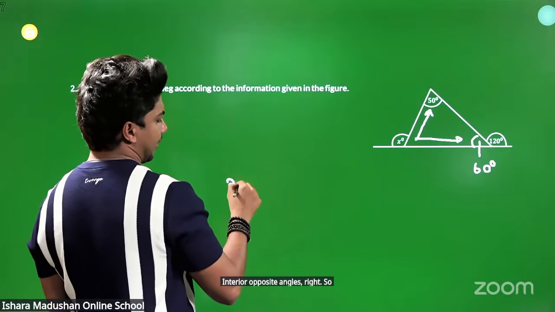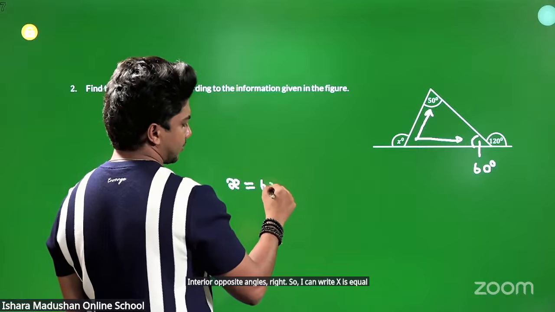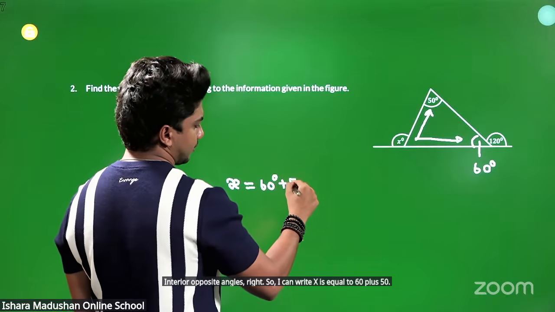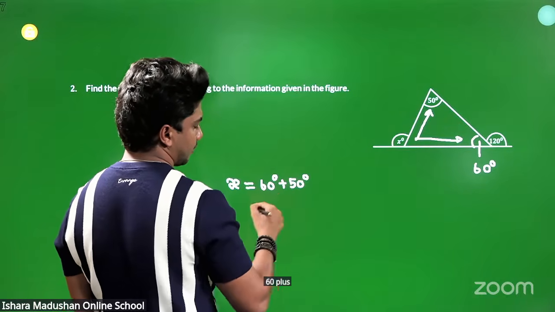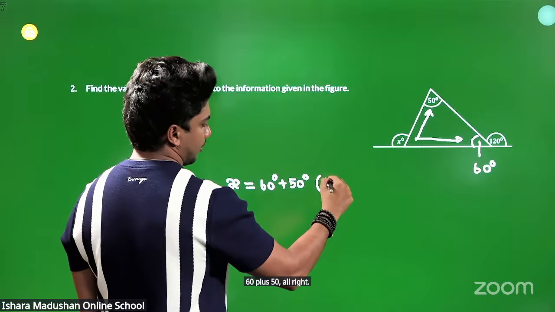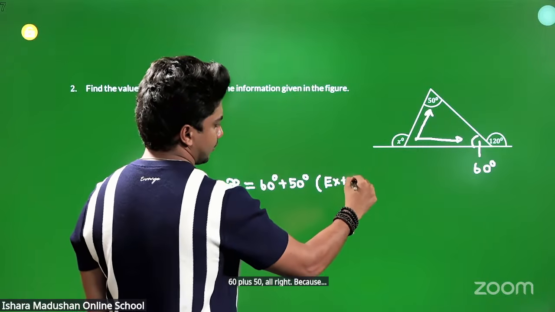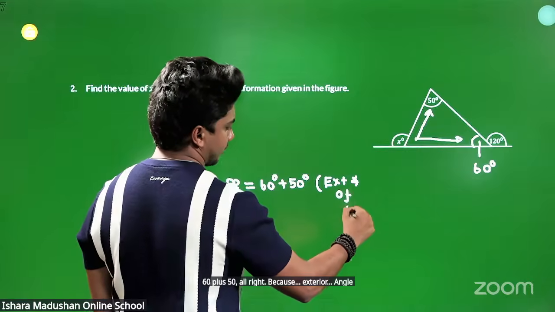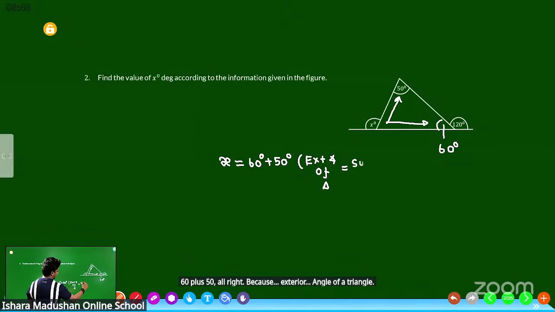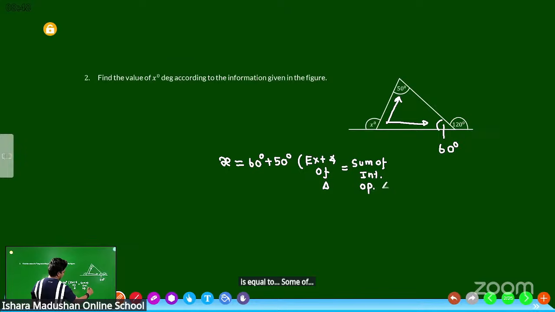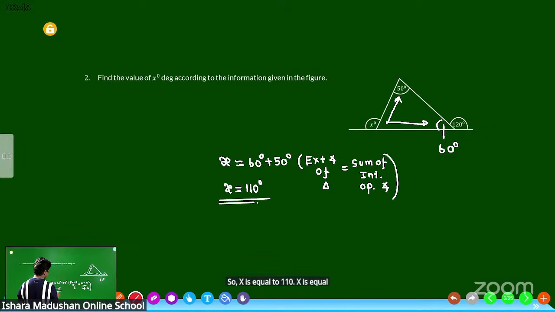So I can write x is equal to 60 plus 50, all right? Because exterior angle of a triangle is equal to sum of interior opposite angles. So x is equal to 110. X is equal to 110 degrees.